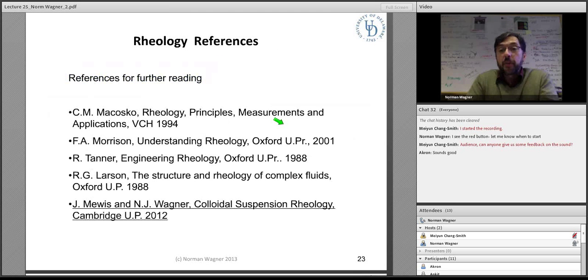My last slide on rheology. Those of you who don't like tensors, I apologize. We went through a lot of material quickly. But if you're interested, there are some very good books on rheology. The one we particularly like to use here at Delaware, Macosko's book, Morrison's book. There's Tanner's book. On complex fluids, you'll find a very good book that has chapters on all sorts of different complex fluids by Ron Larson. And I'll put in a plug if you're particularly interested in colloidal suspension rheology. There now is a book on that.